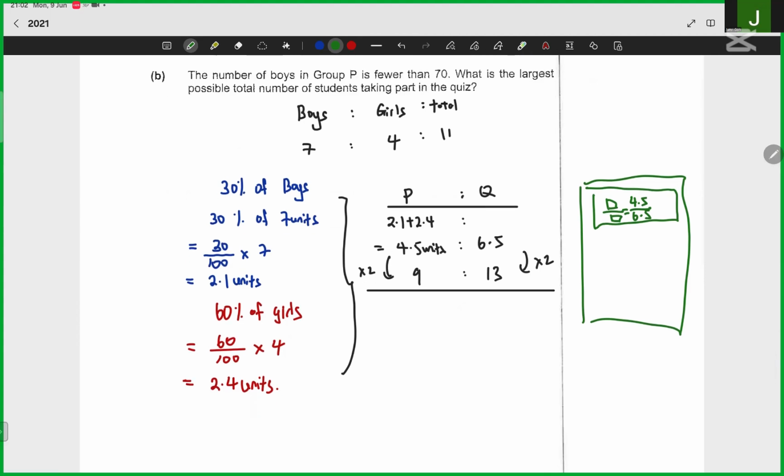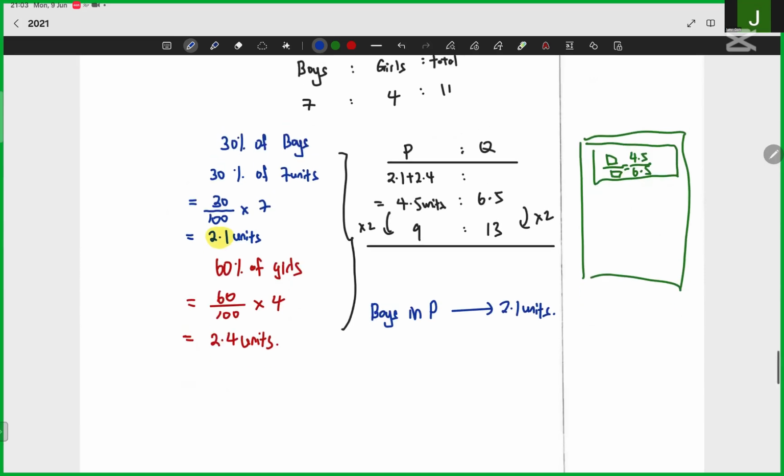Okay, so boys have 2.1 units, right? Boys in P is 2.1 units. Now, but 2.1 units, right? Our 1 unit cannot be decimal, because we cannot have 0.5 boys or 0.7 boys. What would that mean? You cut the boy into half, right? Okay, not possible, correct? So that means what is the highest multiple that I can have for 2.1 units?